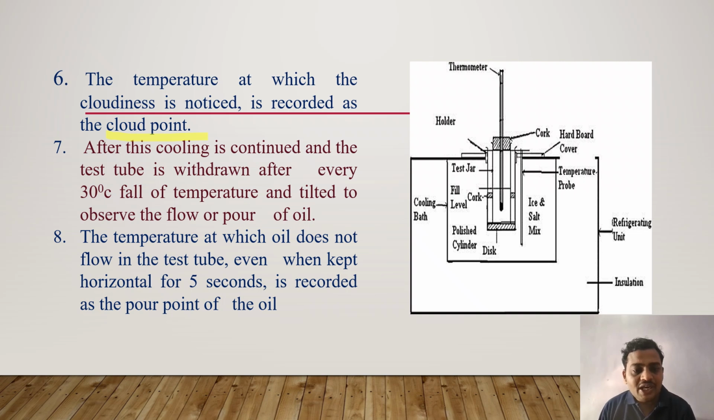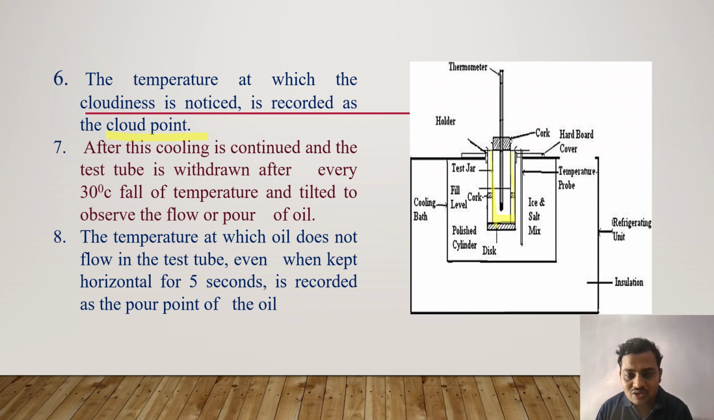But after cloud point, we have to continue the cooling, and again the test tube is withdrawn after every 3 degrees Celsius fall in the temperature. We have to take out that test tube outside and tilt it horizontal. The test tube is vertical now. We have to tilt it horizontal and see that it is not falling for at least 5 seconds.